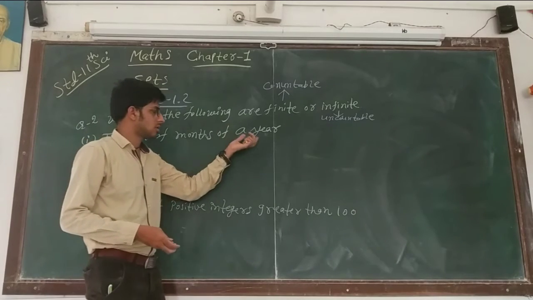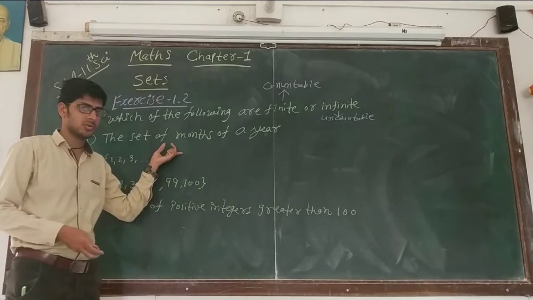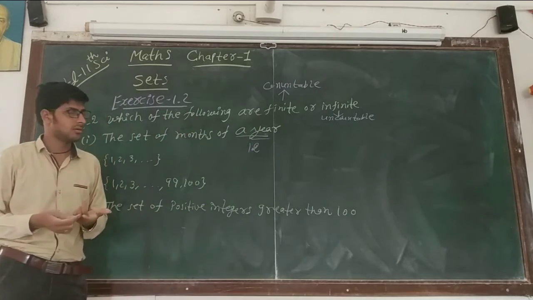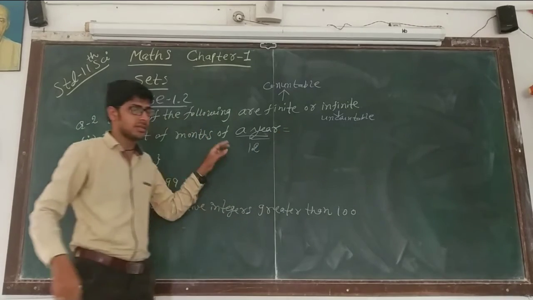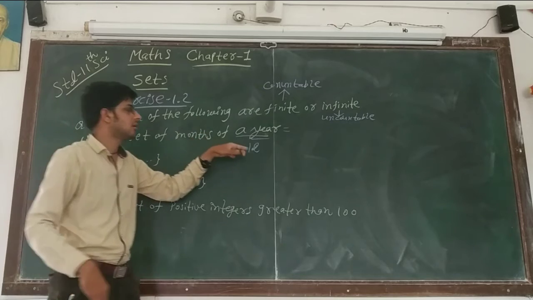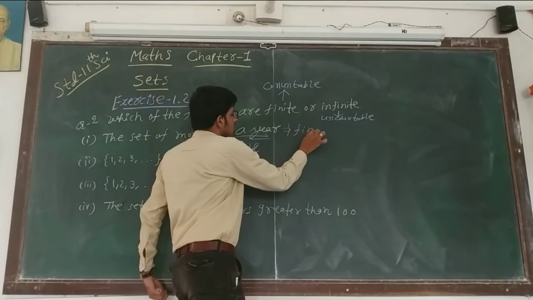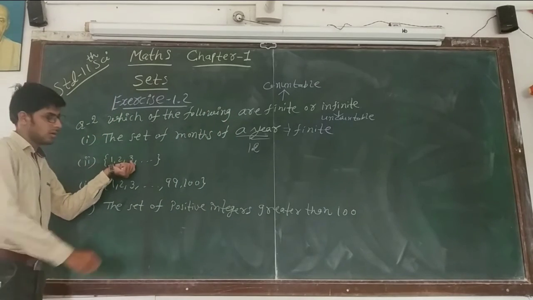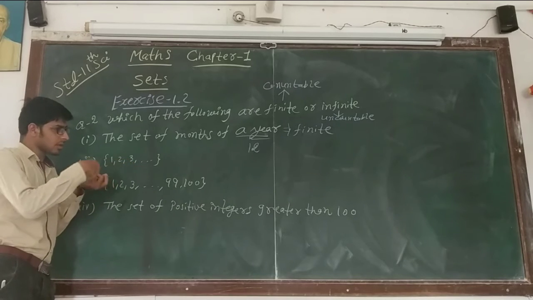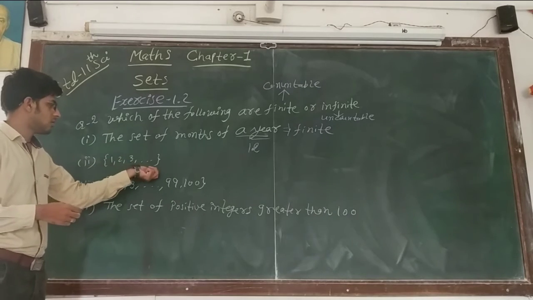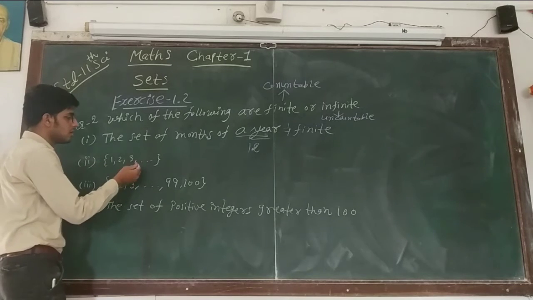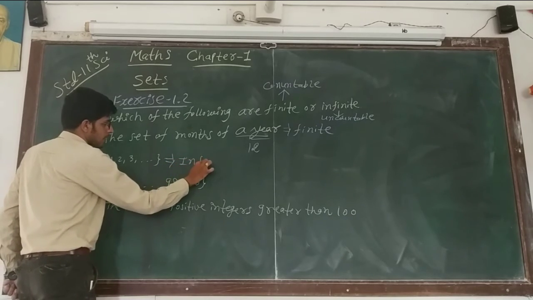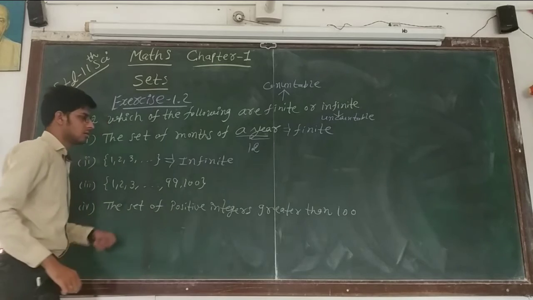So first one, the set of months of a year. We know that in a year there are 12 months, which is countable. So it is a finite set. So the answer is finite because it is countable. Second, 1, 2, 3 up to and so on. So there are infinite numbers, and it is not countable, it is an uncountable set. So the answer is infinite.